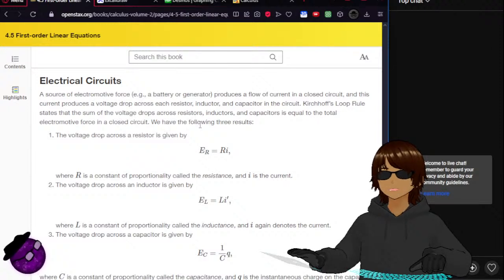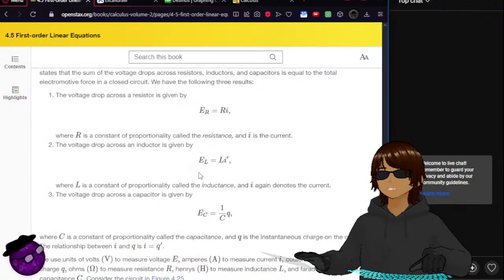We have the following three results. The voltage drop across the resistor is given by this, where R is a constant of proportionality called the resistance and I is the current. The voltage drop across an inductor is this, where L is the constant of proportionality called the inductance, and I again denotes the current.